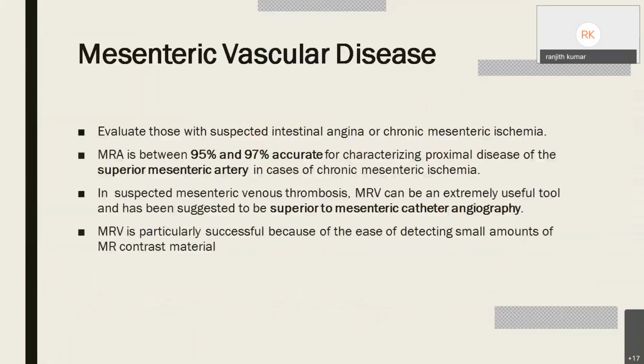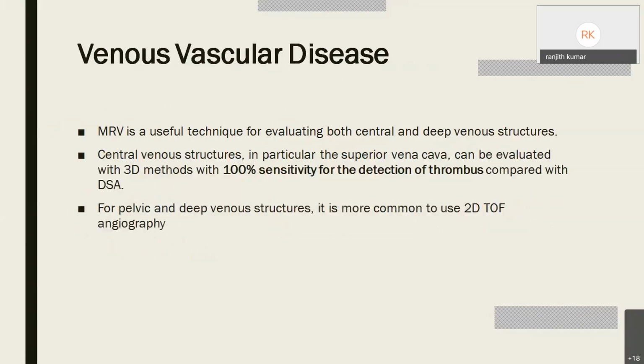Coming to the mesenteric vascular disease, it is helpful in evaluation of the intestinal angina and chronic mesenteric ischemia, and it is about 95 to 97% sensitive in identifying a mesenteric artery disease and also mesenteric vein thrombosis, and it is almost equivalent and sometimes superior to the mesenteric catheter angiography as well.